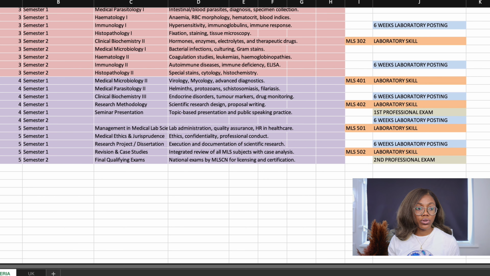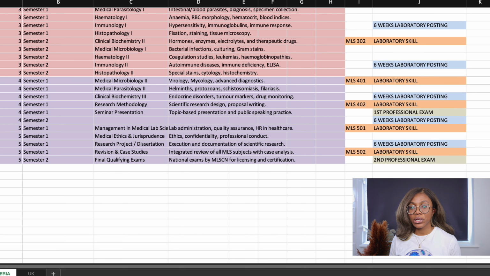Now, one important thing to note is also that we have 2 professional exams we do as MLS students in Nigeria. Our first professional exam is always after our 400 level, towards the end of 400 level second semester. And if you do not pass your first professional exam, you cannot go to write your second professional exam.